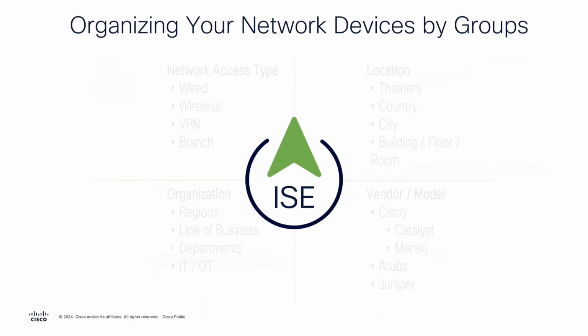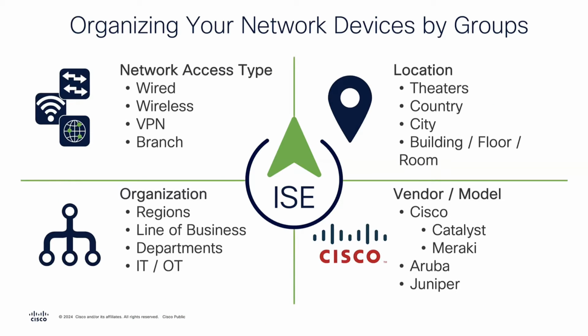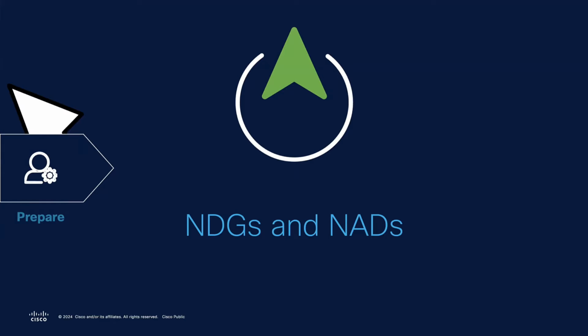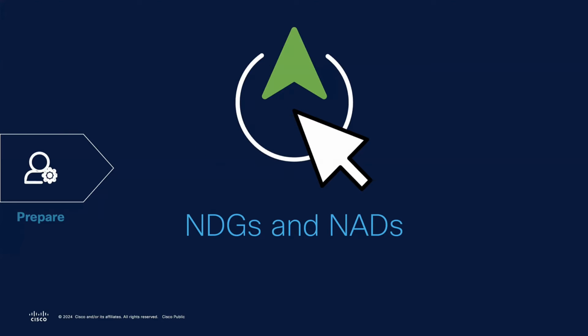Now, at a high level, let me tell you what exactly it is. At a high level, the network devices can be imported onto ISE and can be configured into groups so that you can create policy sets based on their location, based on their medium like wired, wireless, VPN, or based on their organization entities, or based on the vendor or model. Well, let's go through the demonstration of it.